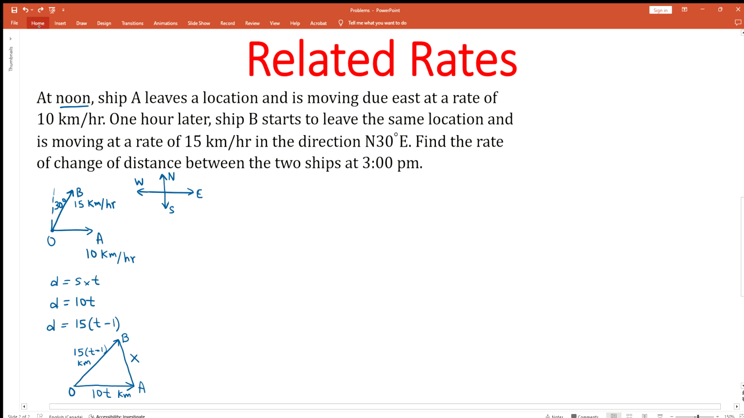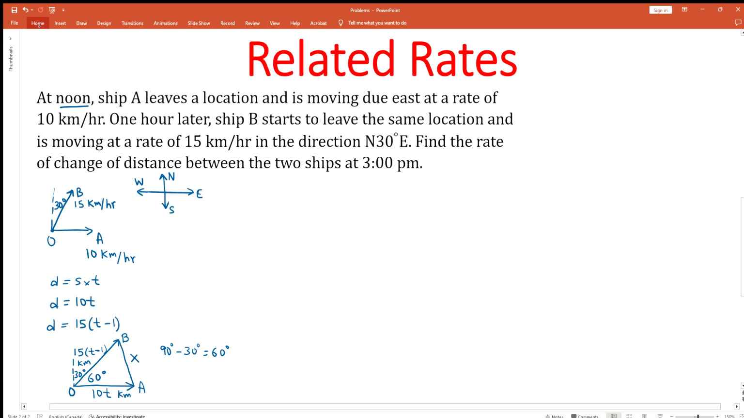The direction of motion of ship B makes an angle of 30 degrees with the north direction. This is given in the problem. That means the measure of angle O in this triangle is equal to 90 degrees minus 30 degrees, which is equal to 60 degrees, because north and east directions are perpendicular to each other, so they make a 90-degree angle with each other. This is a very important concept we need to understand and memorize.